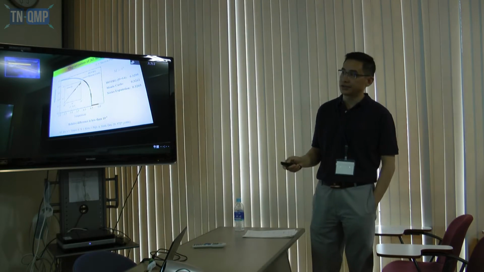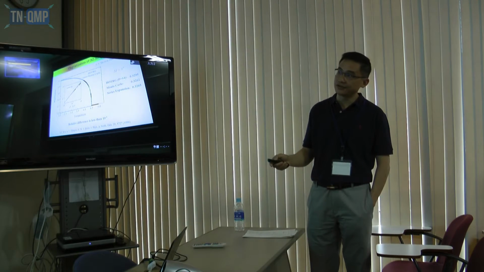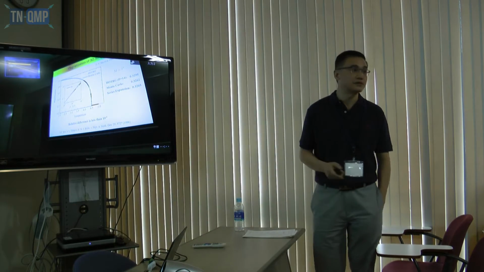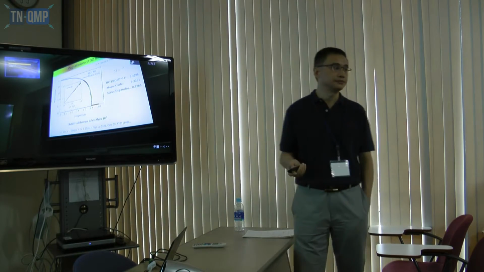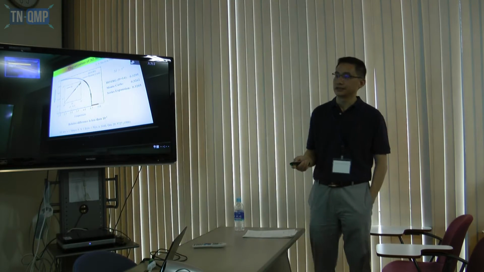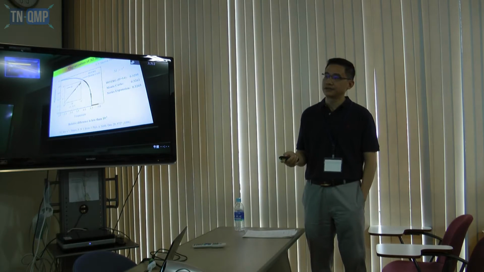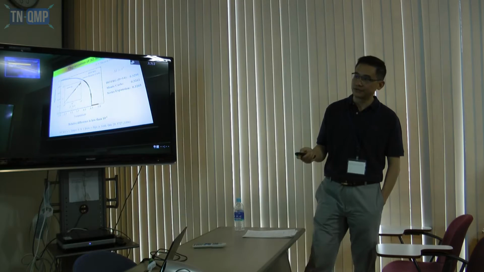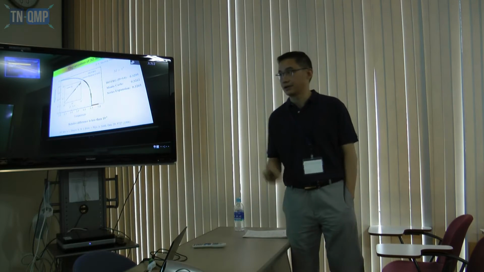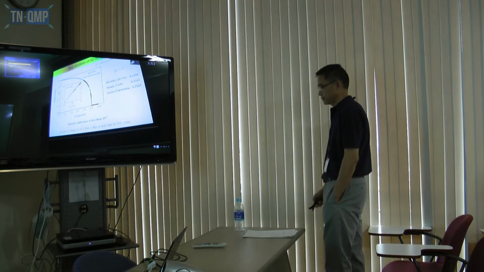And actually, you will not see the difference between these two methods, Monte Carlo and HOTRG. The relative difference is less than 10 to the minus 5. So if you want to see this difference, we have to enlarge this by 5 orders of magnitude.